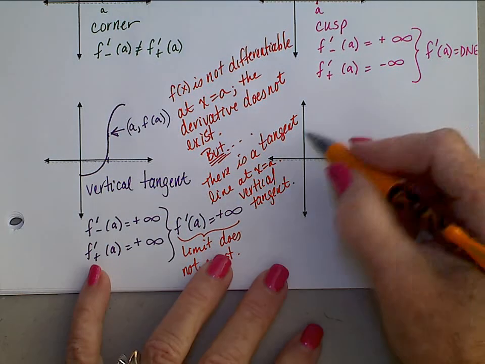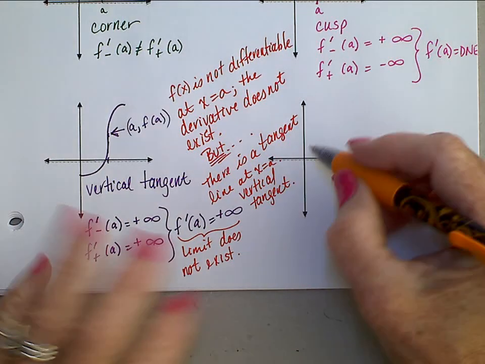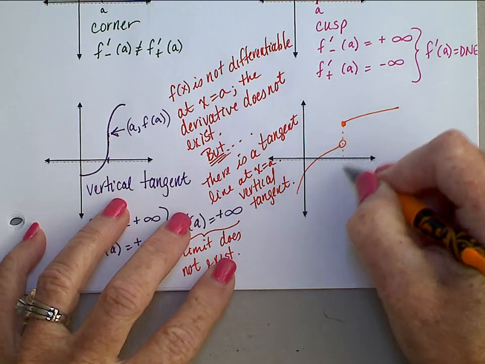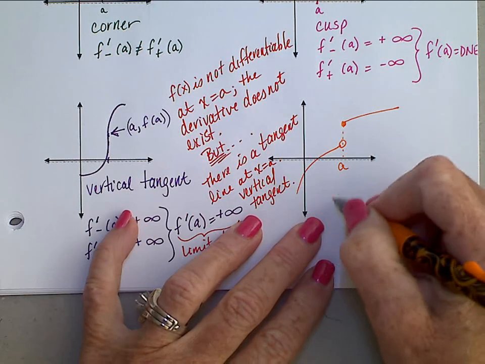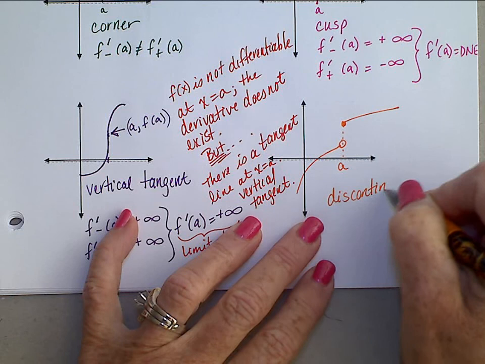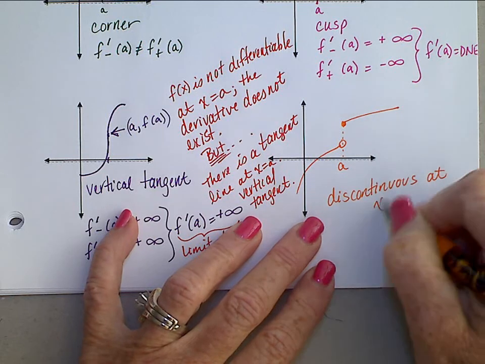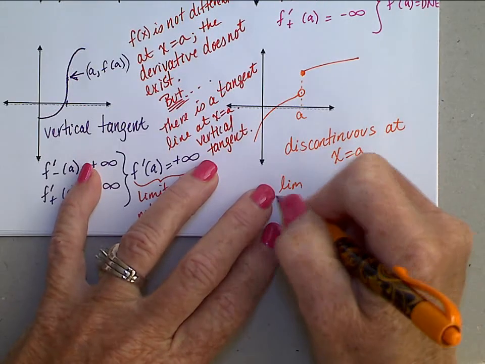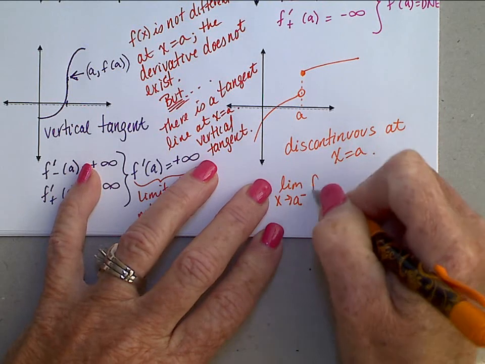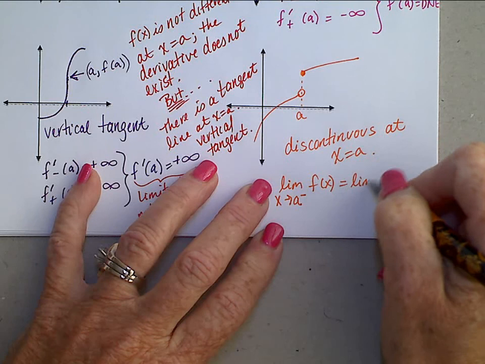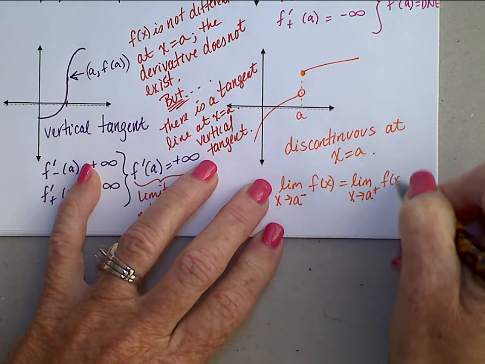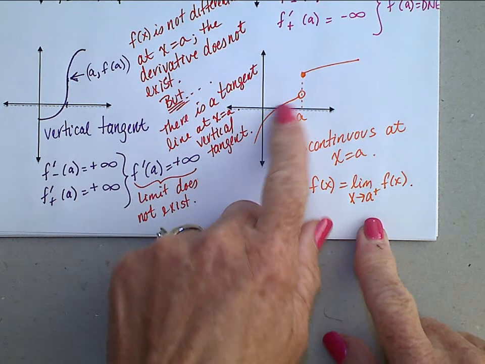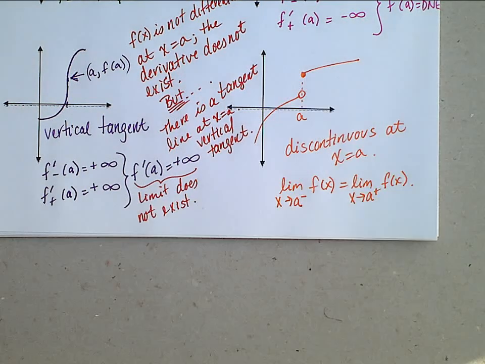The last situation where a function can fail to have a derivative at a point is if we have some kind of discontinuity. So we have a discontinuity there. Now that means that the limit as x approaches a from the left does not equal the limit as x approaches a from the right. I'm not talking about slopes of tangent lines here. I'm talking about the y values on the function. The y value from the left side does not equal the y value from the right side. Nothing to do with slopes.